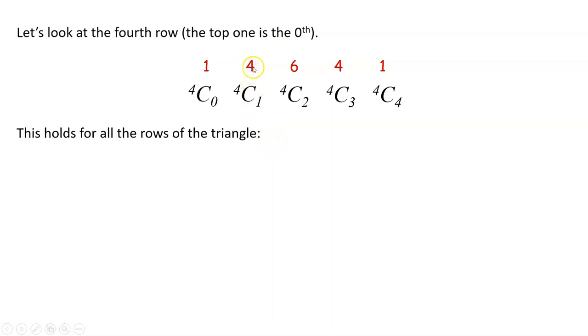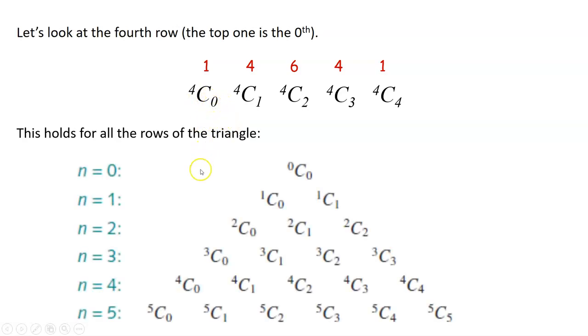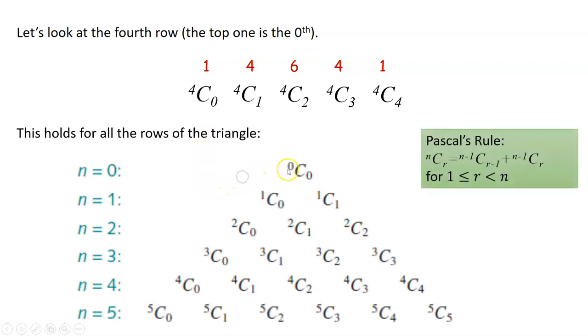So the row number tells us what our n is, and then the position in the row tells us our r, where we start at position 0. Now, it's Pascal's rule that n choose r is equal to n minus 1 choose r minus 1 plus n minus 1 choose r for all r's that are greater than or equal to 1 and less than n. So let's have a look at that.